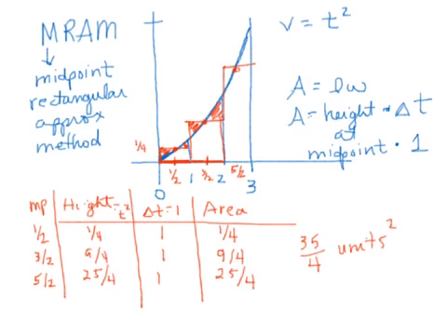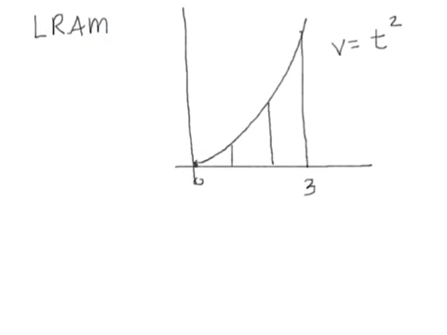So I'm going to show you 2 other methods to find the area using 3 rectangles. But we're not going to use the midpoint this time. This time we're going to use the left side of each rectangle to determine the height. Again I'm going to use 3 rectangles, and I'm going to let delta t equal 1. That's how wide each one of those is. So this is the width.